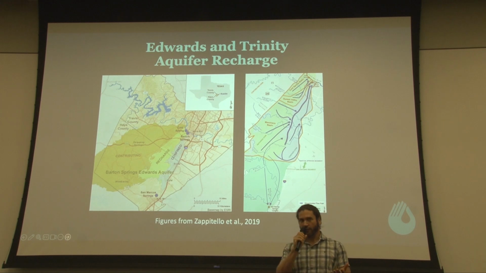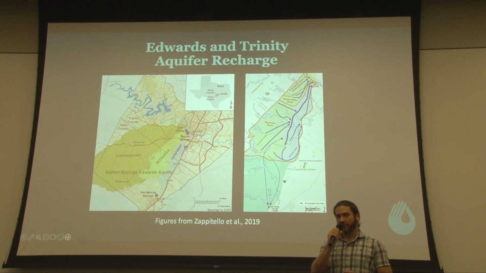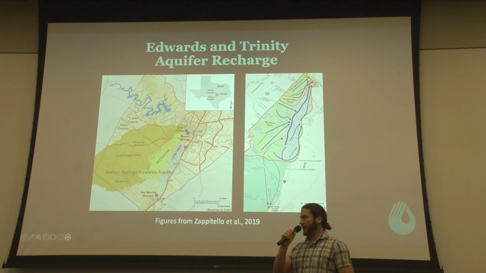So with the Trinity Aquifer, it's similar to the Edwards, although I would say generally the Trinity is, especially our portion of the confined Trinity, slightly less directly connected with the surface water system, but we do see the Trinity also responding to these weather and climatic drought events.